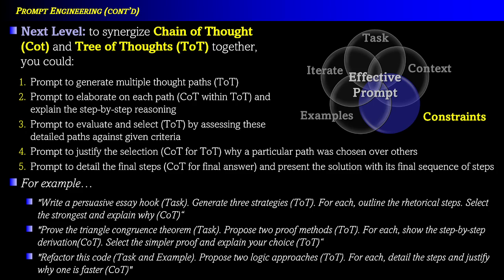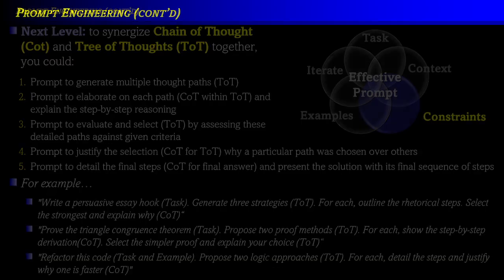And finally, refactor this code, which gives you your task and you're providing it an example. Propose 2 logic approaches, so that's tree of thoughts. For each, detail the steps and justify why one is faster. So that's your chain of thought, justifying and showing its steps. So that's obviously a next level prompt engineering technique where you really have to craft an effective prompt.